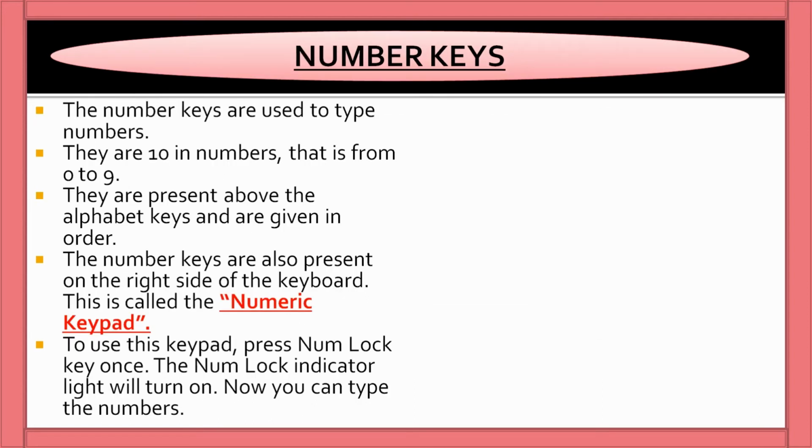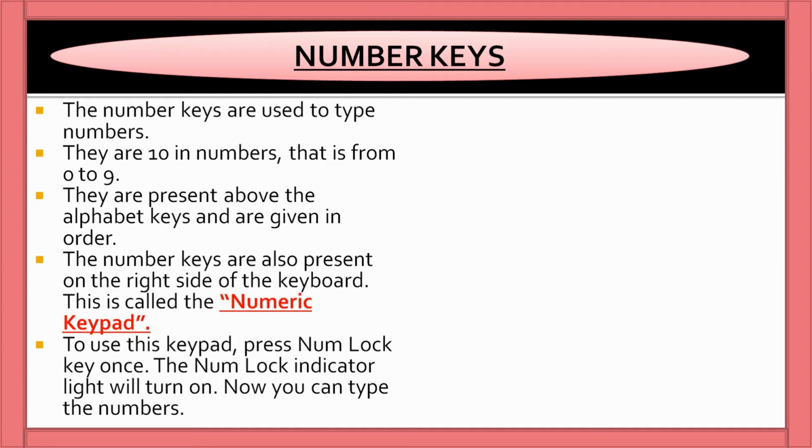Second one is number keys. The number keys are used to type numbers. They are 10 in number, that is from 0 to 9. They are present above the alphabet keys and are given in order. Make it very clear, number keys are present in a given order, but alphabet keys are not present in a proper sequence. Number keys are also present on the right side of the keyboard.